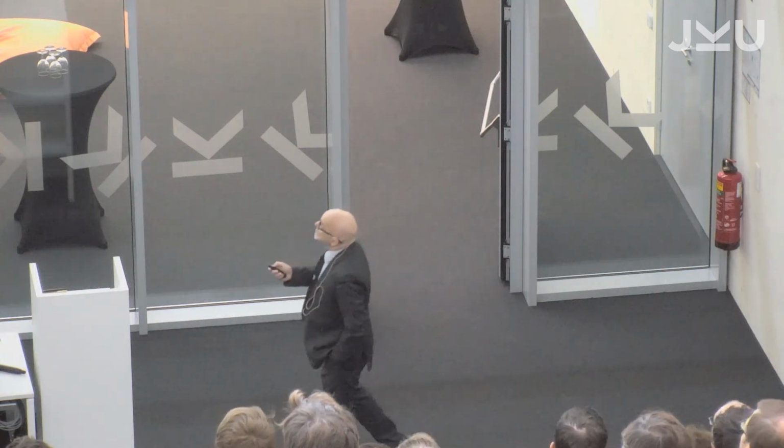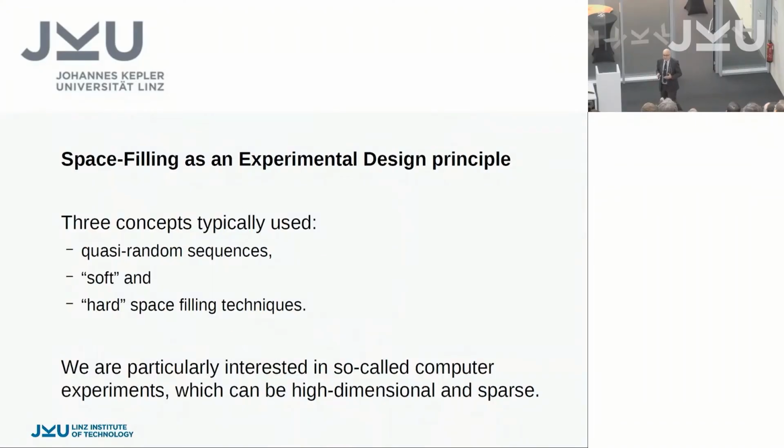So space filling we use as an experimental design principle, and now the question is, how can we achieve space filling? In 2 dimensions it might seem trivial, but we have typically 3 concepts. That is quasi-random sequences, Sobol and Niederreiter sequences. The latter one is an honorary doctor of this university, so you might know about it. They are, for this purpose, not quite suitable. I will explain in a minute. And then what we term so-called soft and hard space filling techniques, statistical techniques.